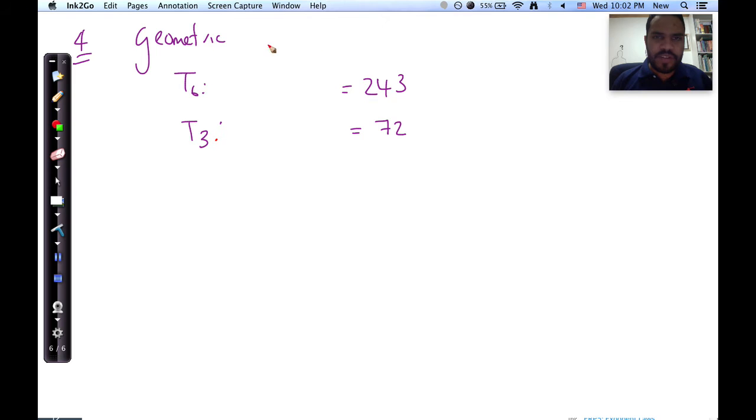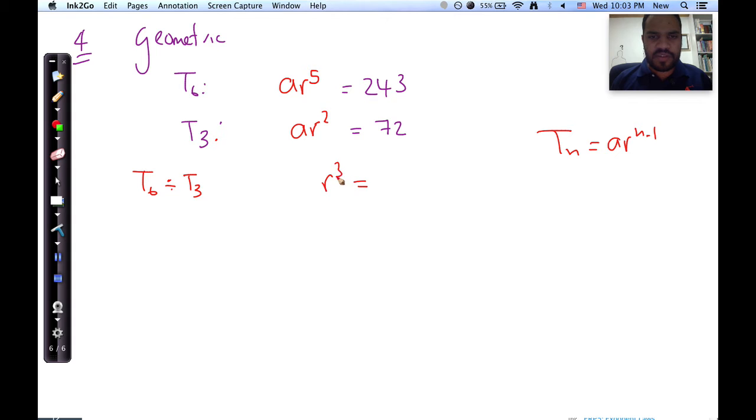So, for geometric sequences, we know that Tn is equal to a, which is the first term, multiplied by r to the power of n minus 1. And so again, in this case, if we're talking about T6, this will be a r to the power of n minus 1, which is 6 minus 1, becomes 5, and this one will be a r to the power of 2. Now I can simply divide T6 by T3, and that will give me the following: a divided by a goes, and r to the 5 divided by r to the 2 gives me r to the power of 3.